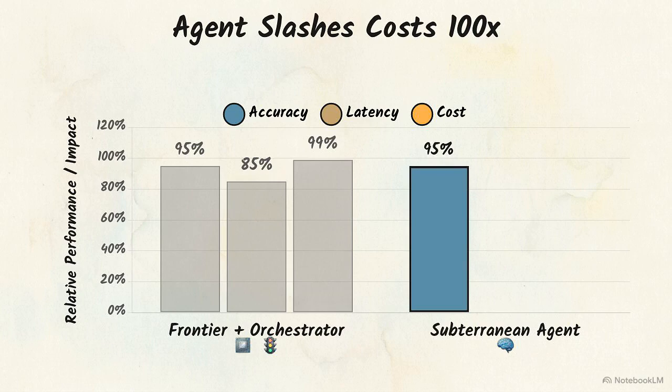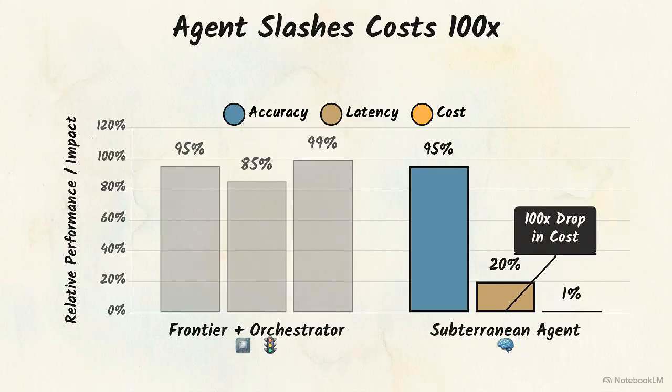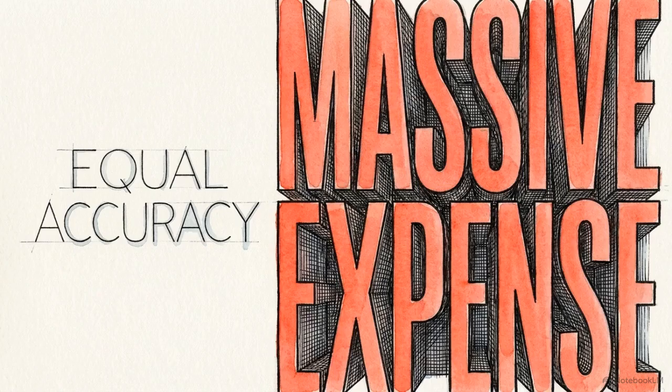However, by stripping away the orchestration layer and avoiding the wait times of a frontier API, the subterranean agent drastically reduces latency. The execution cost drops by 2 orders of magnitude, turning dollars into pennies. For procedural workflows, building an external orchestrator offers 0 performance gain, while demanding 100 times the operating cost.